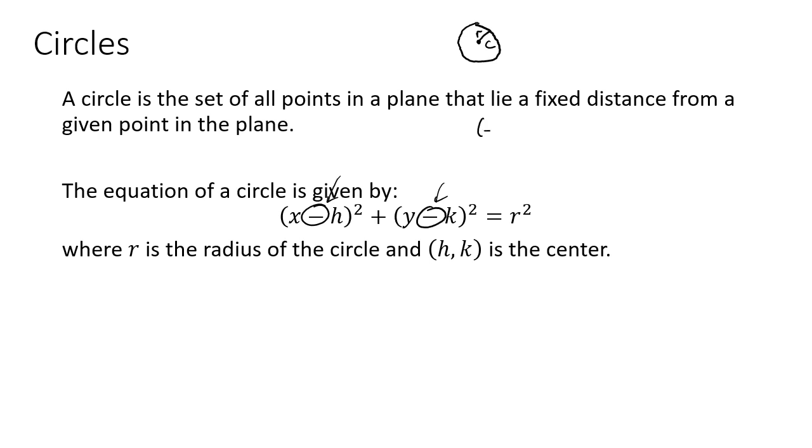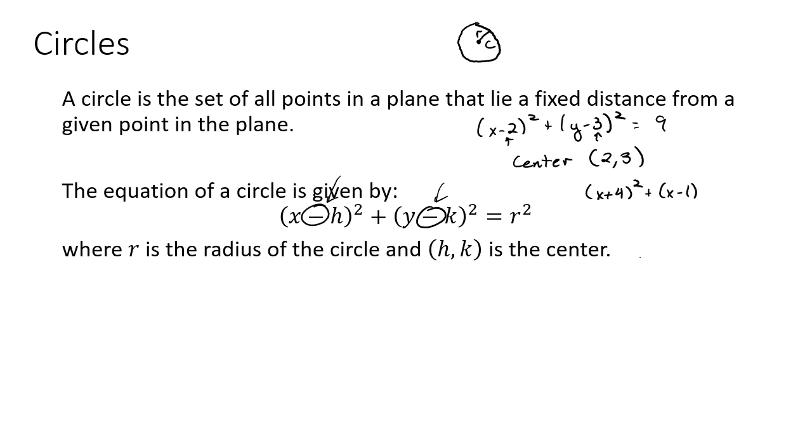So if you have (x minus 2) quantity squared plus (y minus 3) quantity squared is equal to some other number, we'll get to that in a second, then the center of this circle would be positive 2 for x, positive 3 for y.